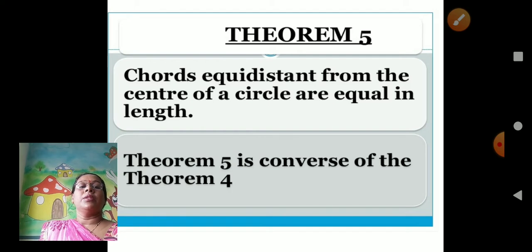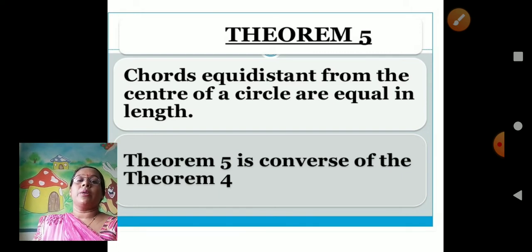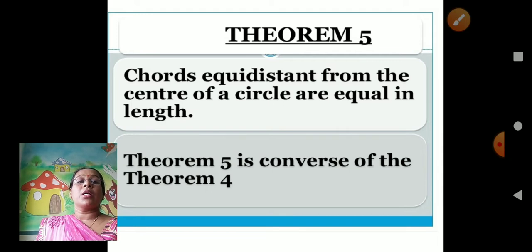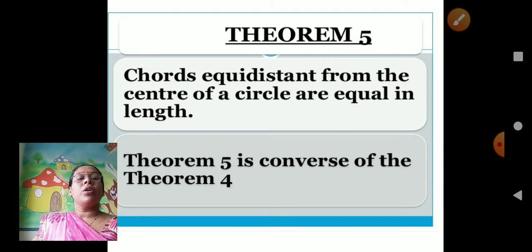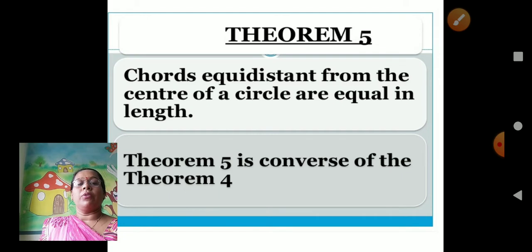Next theorem. The chords equidistant from the center of a circle are equal in length. Now it is the converse statement. In the previous theorem it was given that if chords are equal, then the perpendicular distances are the same. Now in this theorem it is given that if the perpendicular distances are the same, then the chords are equal, and these statements are called converse statements.